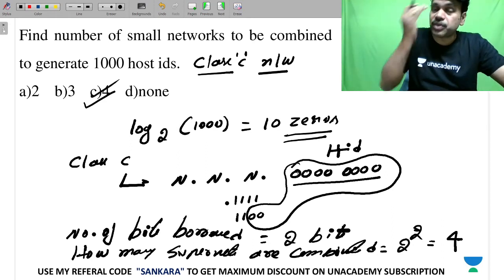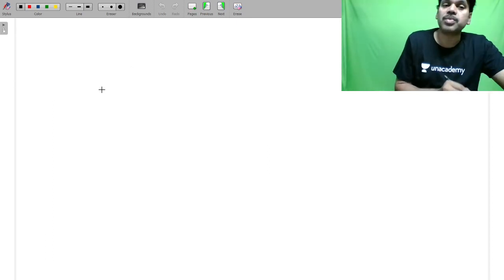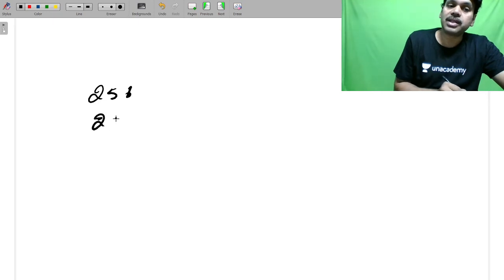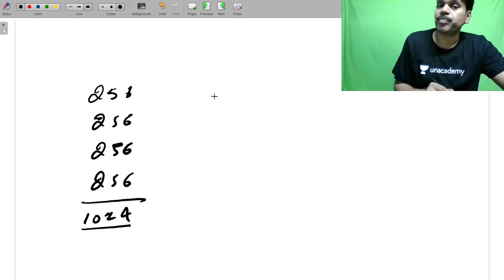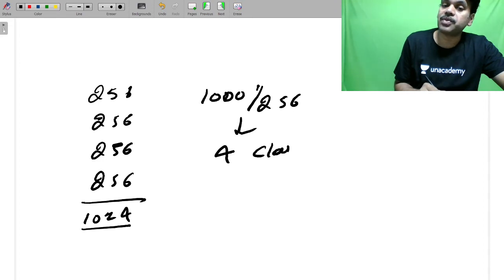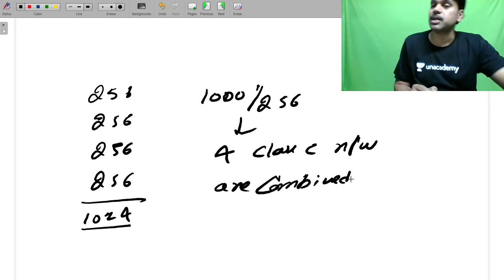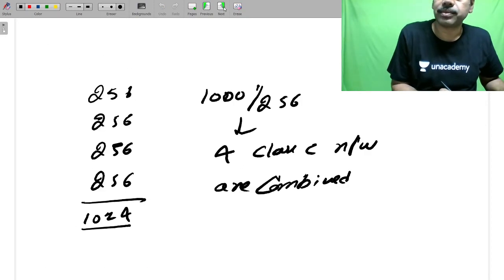So there is a shortcut for this. What is that? Each class C can give you 256 HIDs, not more than that. So 256 and 256 and 256 and 256, you got 1024. Otherwise, you divide 1000 IPs by 256 and come to know that 4 class C networks are combined. Very simple to answer. This is the shortcut. So your answer is 4 class C networks are combined.